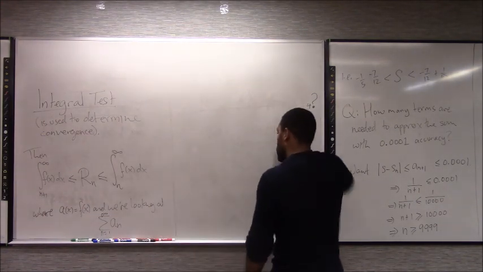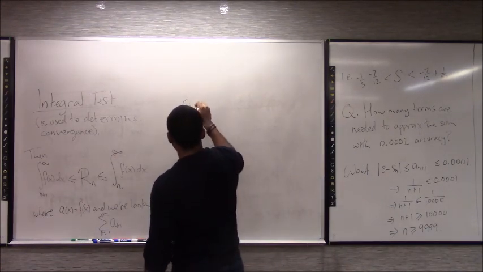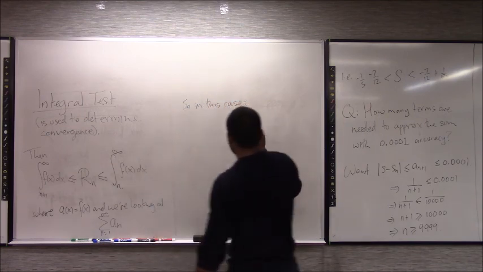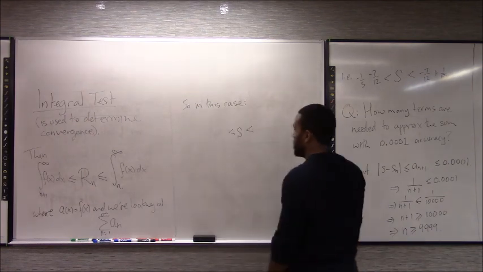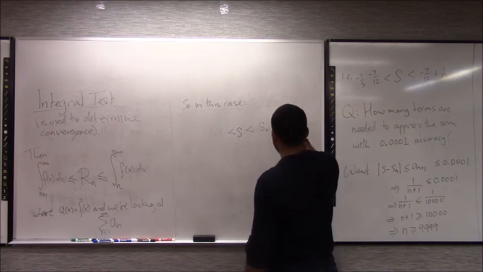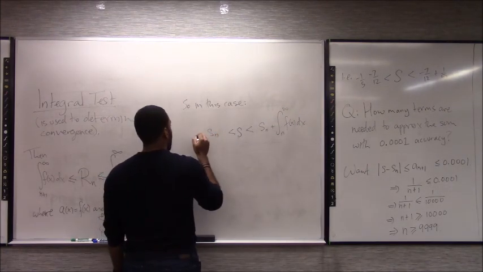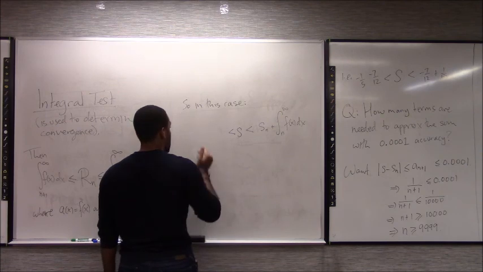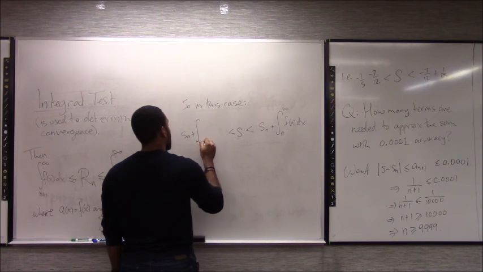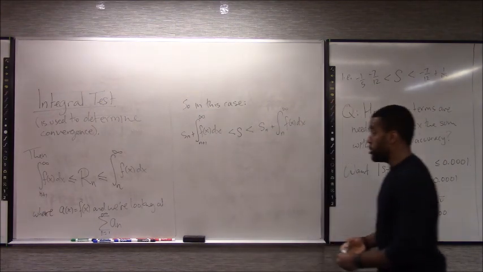So if I want to know how close I am to the actual answer, in this case, the actual sum is going to be between Sn plus the integral from n to infinity, and Sn plus the integral from n plus 1 to infinity. The actual answer will always be between those two.